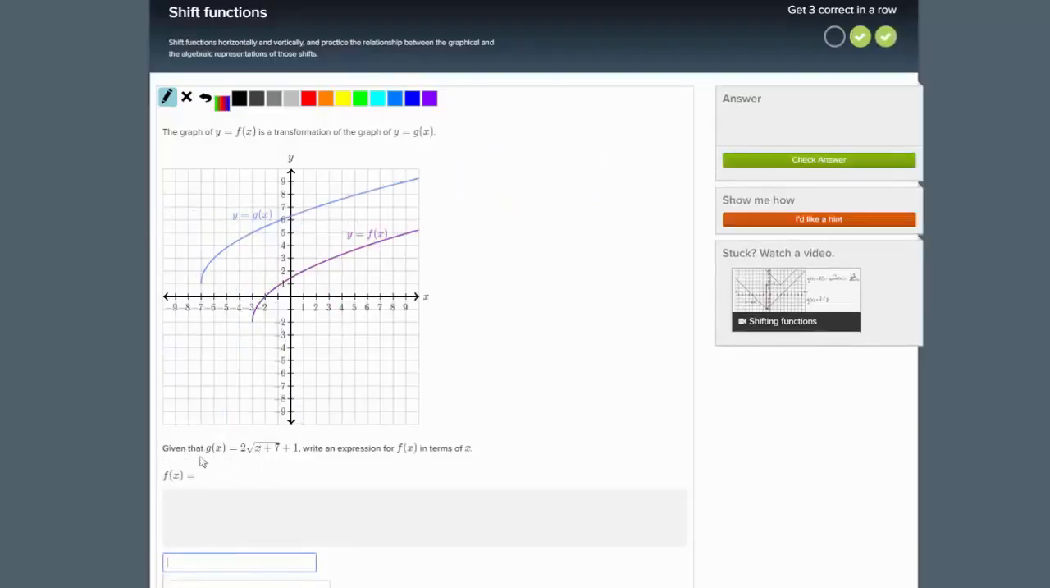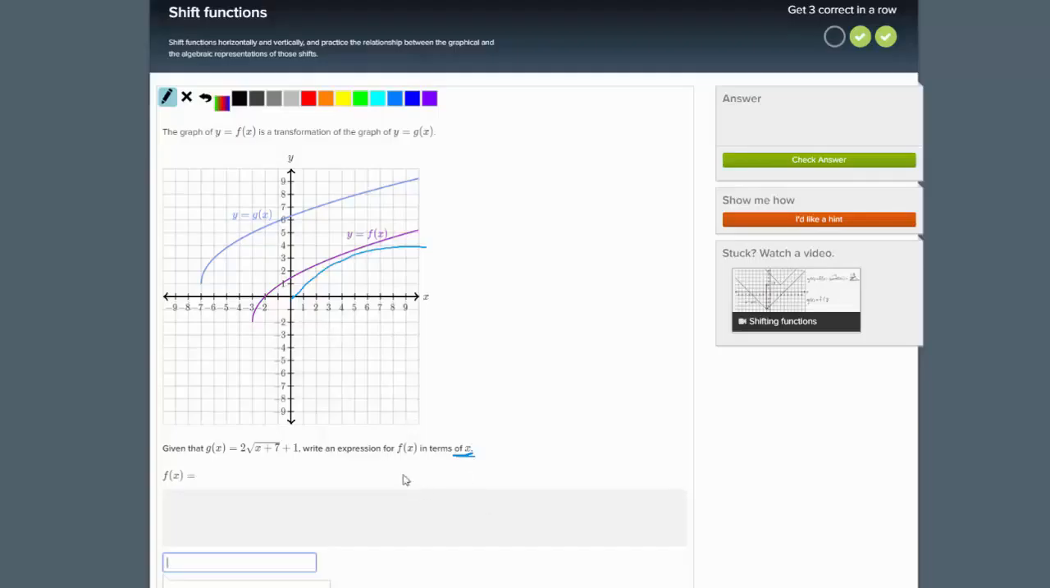Another one that looks similar, given that g of x equals 2 times the square root of x plus 7 plus 1, write an expression for f of x in terms of x. So we're just doing in terms of x. Last time I said do it in terms of whatever the function was. Okay, so in terms of x, normally this is a square root function, right? Because I got square root. Normally my square root function is centered at the origin and goes something like that.